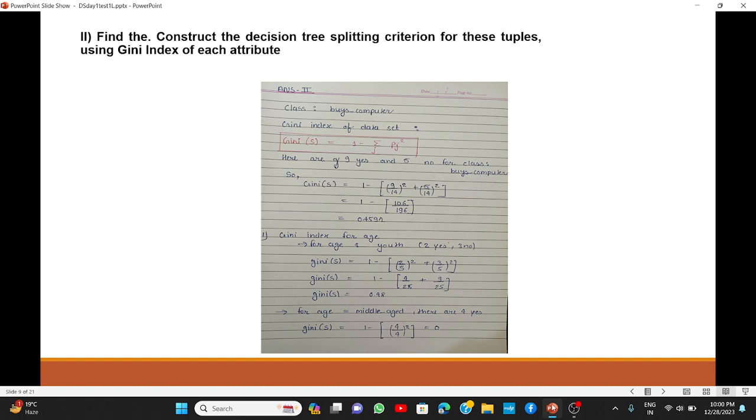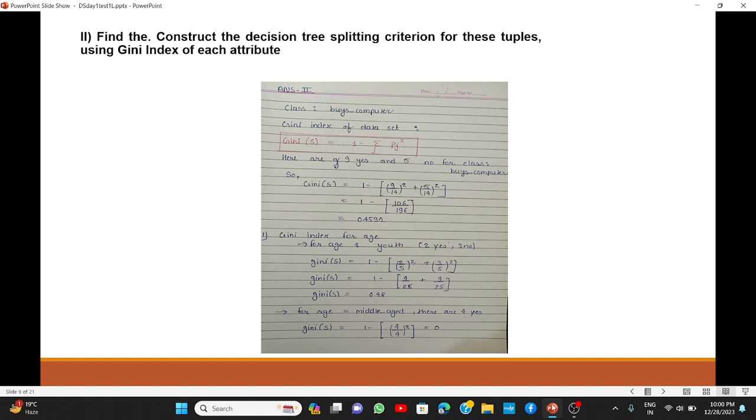Now, second, construct the decision tree using the splitting criterion of these tuples, using the Gini index of each attribute. We'll take the class buys computer. Then we can calculate the Gini index by this formula: Gini of the whole subset is equal to 1 minus the summation of p j square. Here there are 9 yes and 5 no for the class buys computer attribute. Now, Gini for this whole data set is 0.4591.